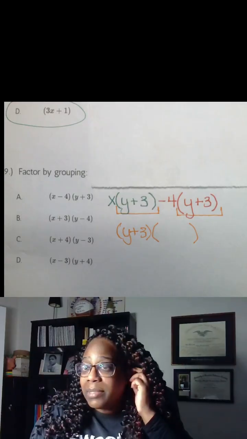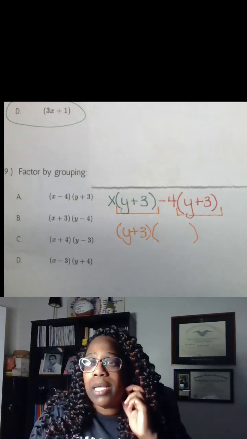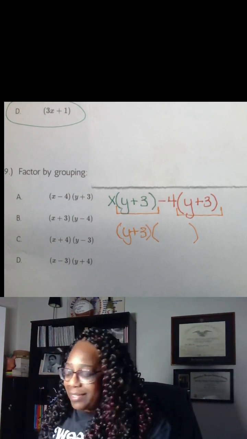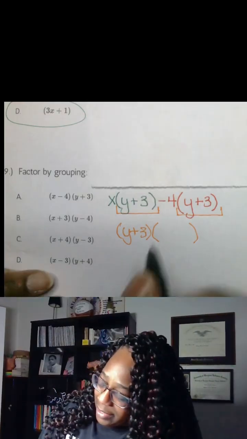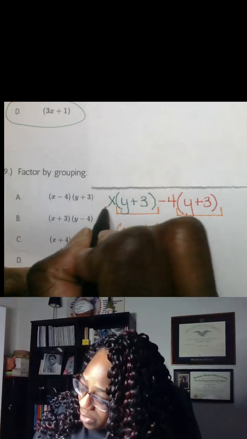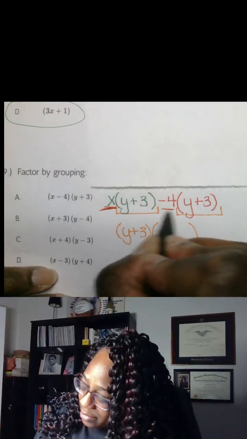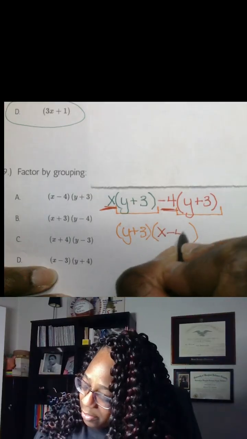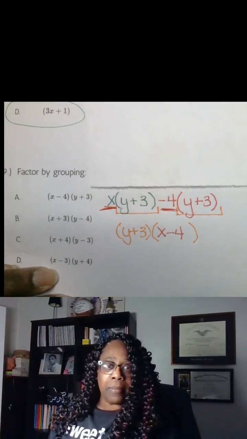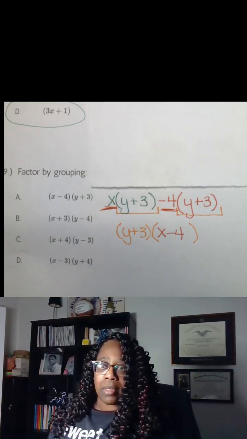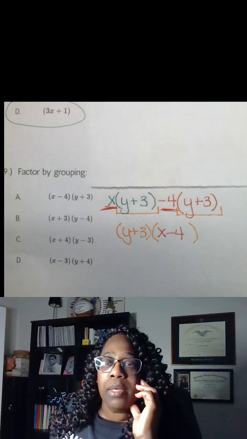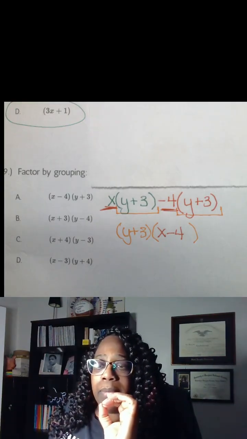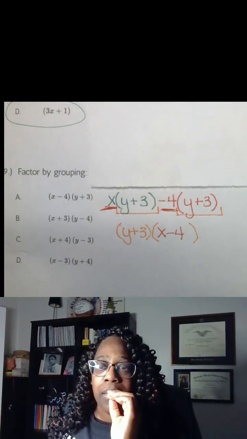Okay, so I'm seeing y minus 4, x minus 4, x minus 4, x minus 4. Yes. All right, so we're looking to see what's left over. So what's left over is this x and this minus 4. They can be their own parenthesis.